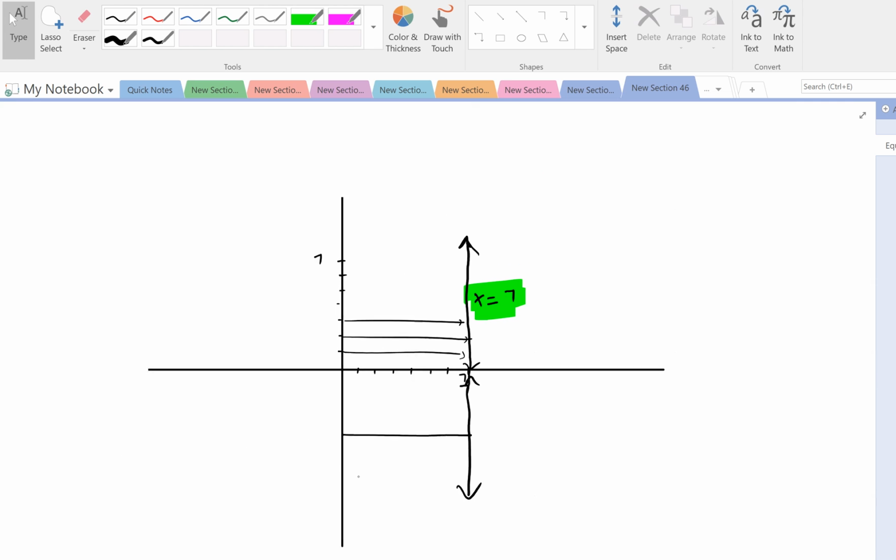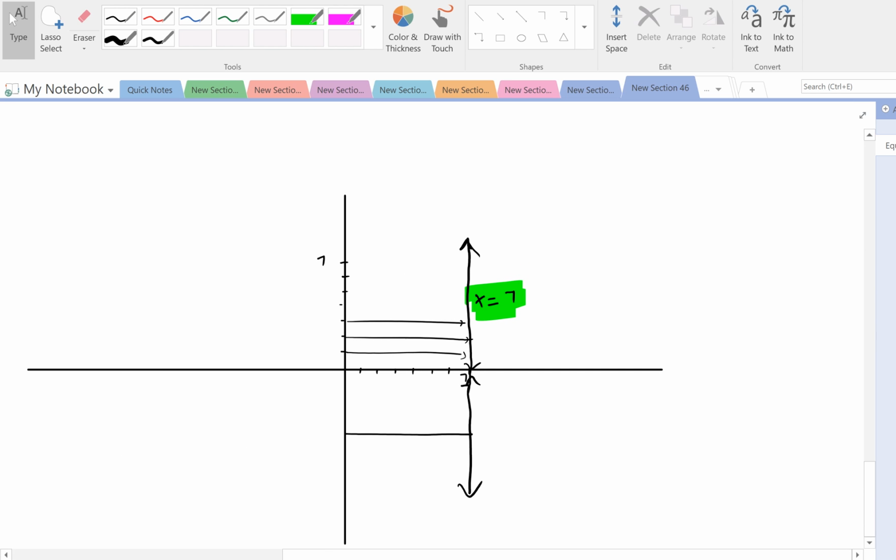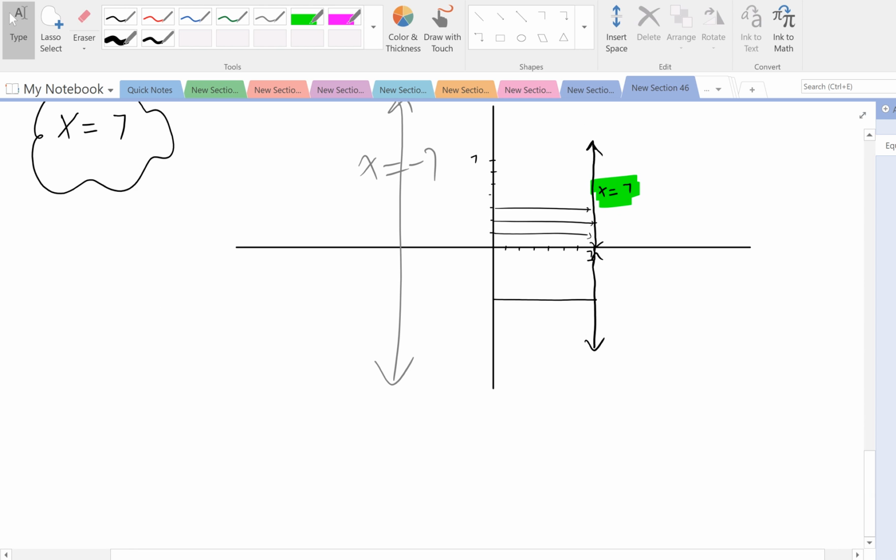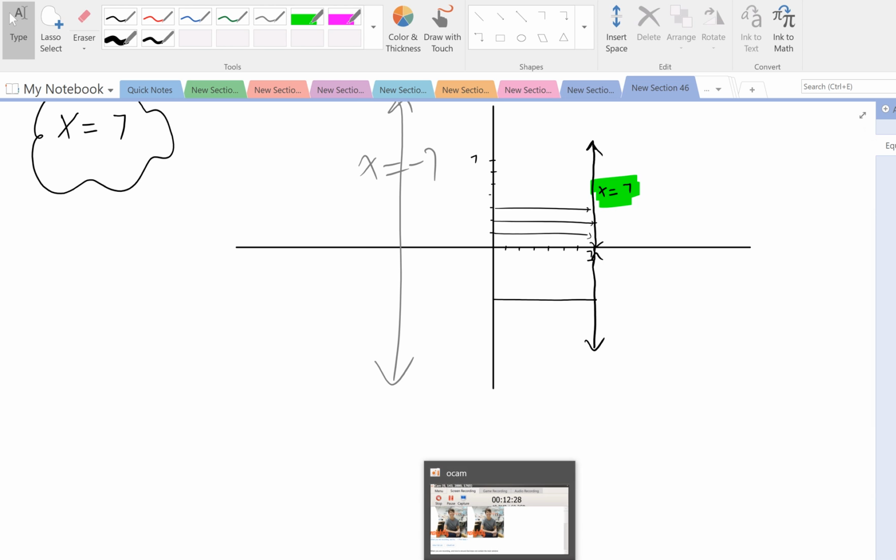So x equals something is going to be your vertical line. x equals minus 7, let's say, is going to be right there, right? x equals minus 1 is going to be right here. So any vertical line is going to be given by x equals some number. Cool. So that was the concept of the lines, and we will go into more details in the next video. Let's turn it off there.